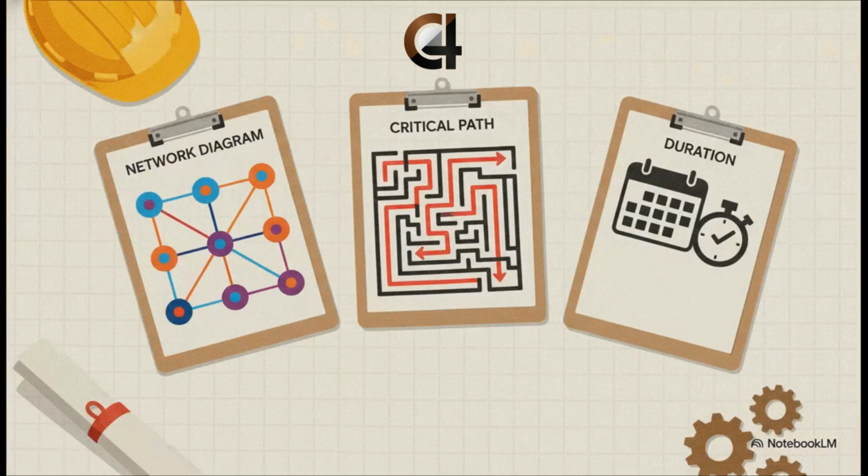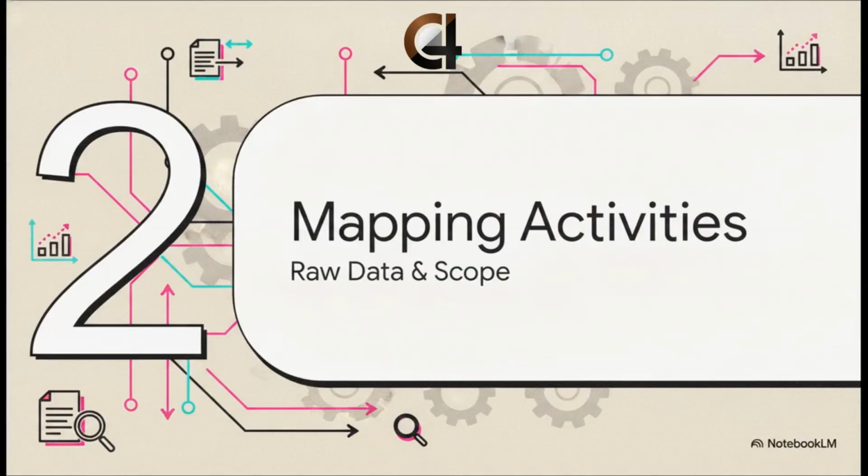So as the new PM, leadership expects 3 very specific deliverables from you before a single grain of dirt gets moved. You need to draw the network diagram for the project, determine the critical path, and finally, calculate the exact total project duration. Now, don't write these off as just academic exercises. These are absolutely crucial. They're the core blueprints of your project's timeline. Moving right along to step 2, mapping activities, where we'll look at the raw data and scope.